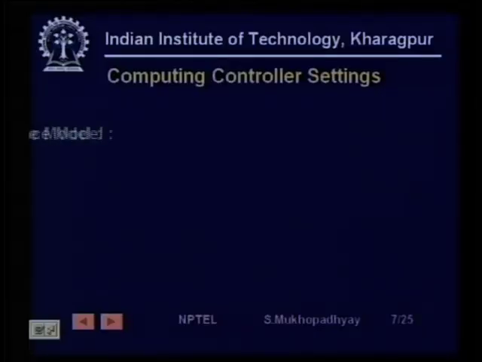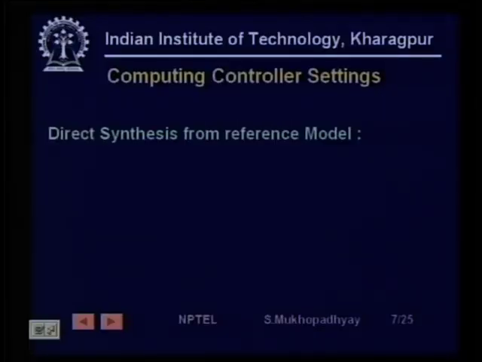Now, having selected these controller types, how do we select particular controller settings? There could be various ways. For example, the first one: somewhat ideally, suppose you assume that the process plant model is exactly known. It can be nicely expressed by a transfer function.